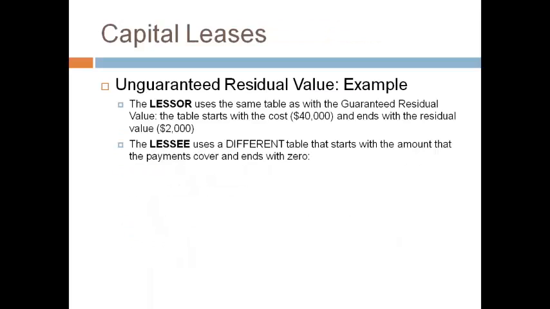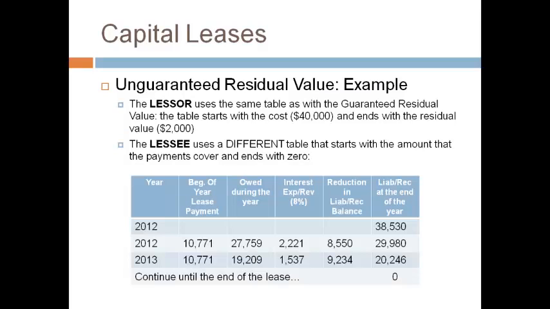The lessee's amortization schedule is different, so we will look at this one. The cost to the lessee is not the total cost of the asset. The cost to the lessee is the cost less the present value of the unguaranteed residual value. The lessee's cost is the amount they are going to pay for. After making the final payment, the lessee owes nothing. The amortization schedule ends with a liability of 0 for the lessee.